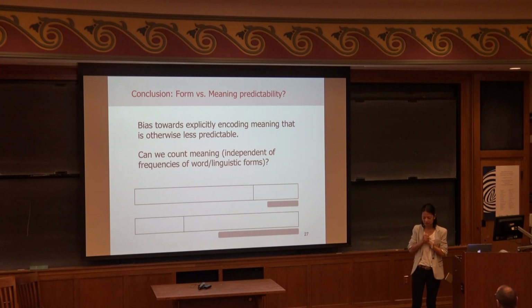I think this is going to be an important key question to all of us who are interested in how we can understand and study form-meaning mapping in a quantitative manner. And I think it's going to be an interesting question.